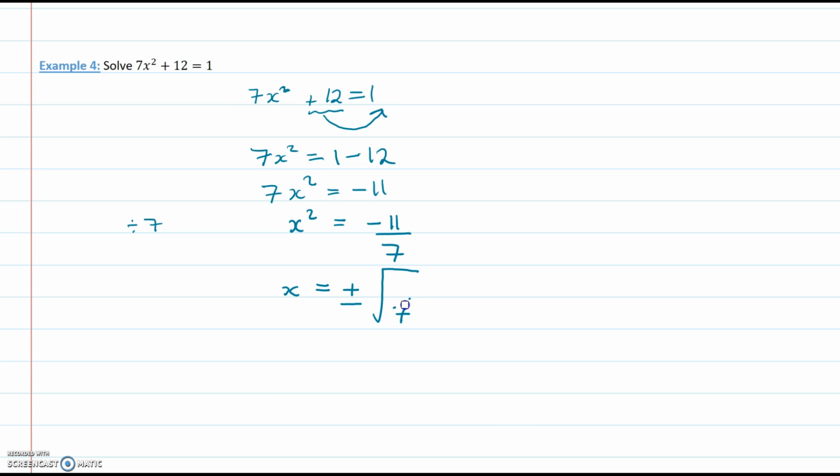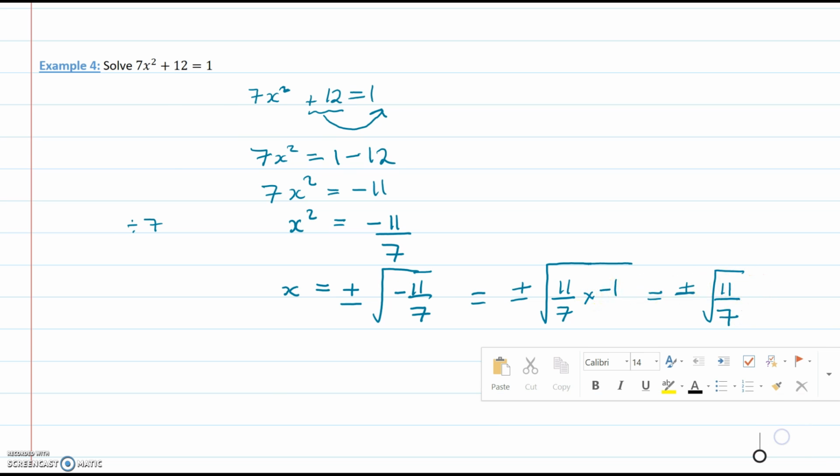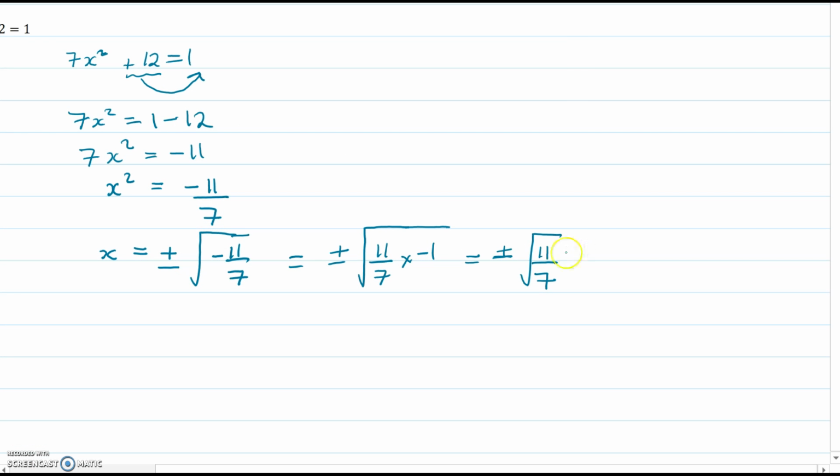Just bear with me 1 second while I fix this. Negative 11 over 7. Okay. Well, that is plus or minus the square root of 11 over 7 times negative 1. And you know where this is going, I hope. That's going to be plus or minus the square root of 11 over 7. And the square root of negative 1 just becomes i. So x is equal to plus or minus the square root of 11 over 7 times i.